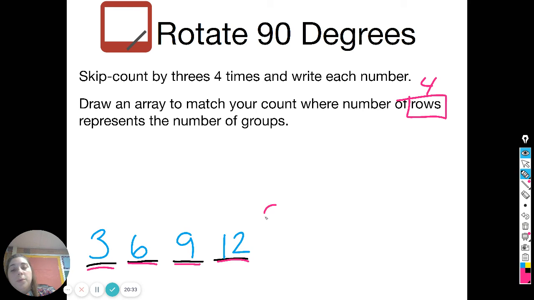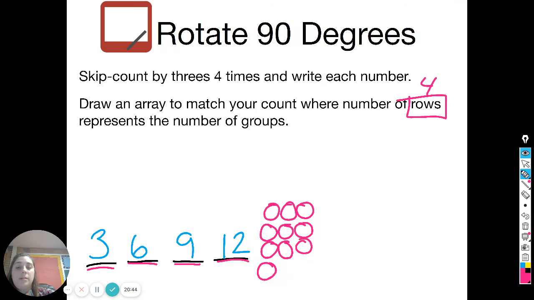Okay, so we need 4 rows. 1, 2, 3, 4. We're skip counting by 3, which means there needs to be 3 in each group so that when we do our skip count, we're counting by threes. So if we skip counted this, it would be 3, 6, 9, 12. And you'll see that our skip count for that array matches our skip count that we did over here.